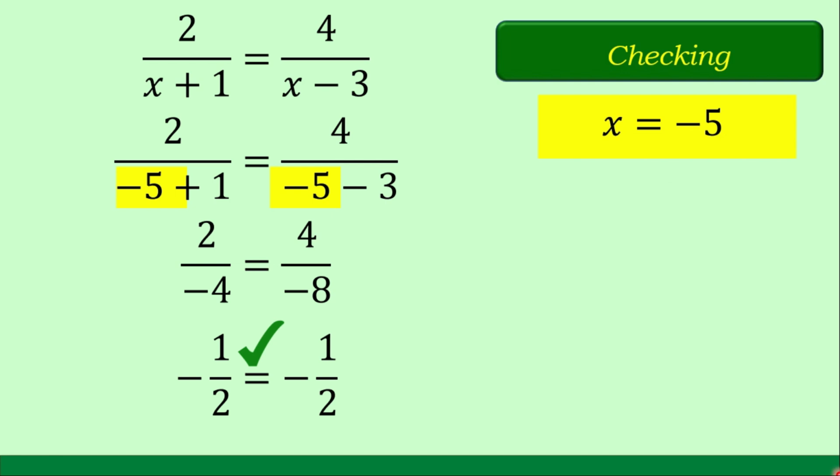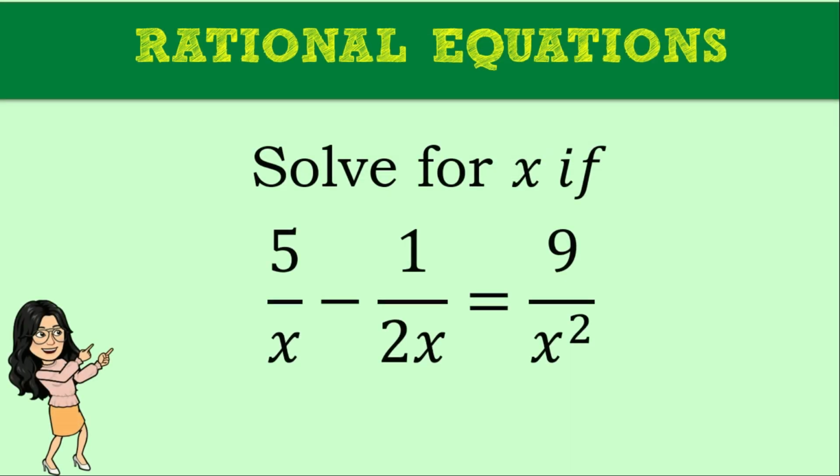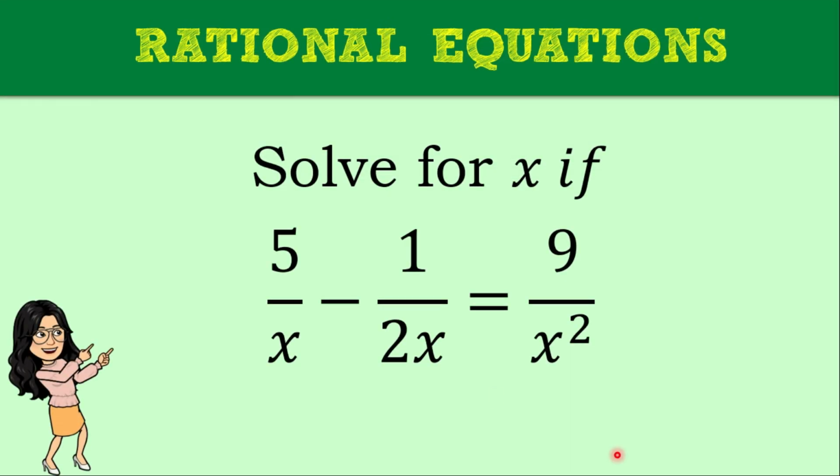Let's have another one. Try this. Solve for x if you're given 5 over x minus 1 over 2x is equal to 9 over x squared. You may pause this video and take your time.